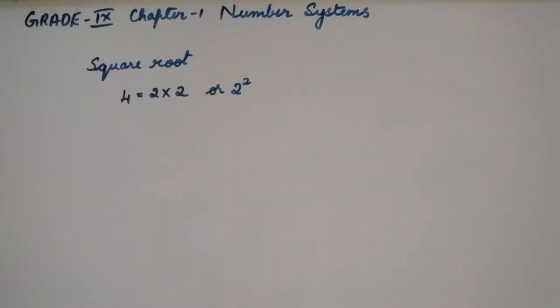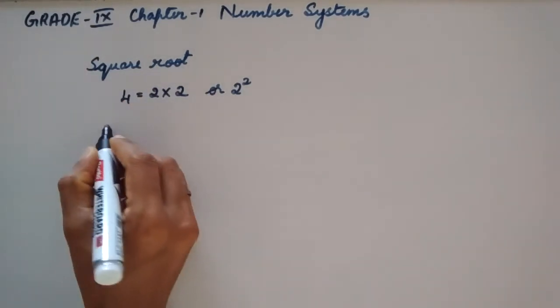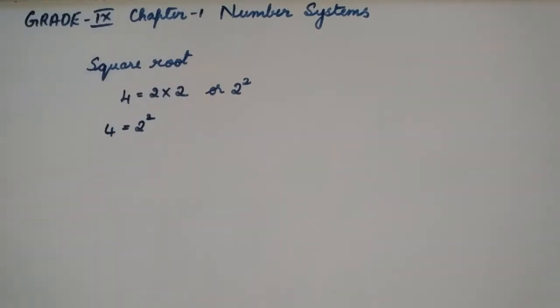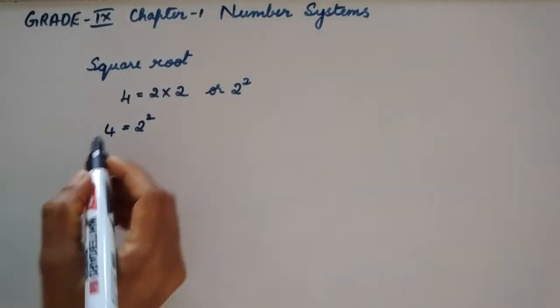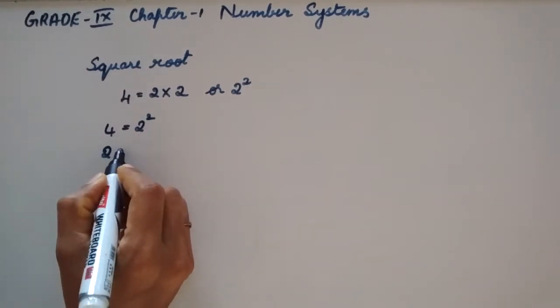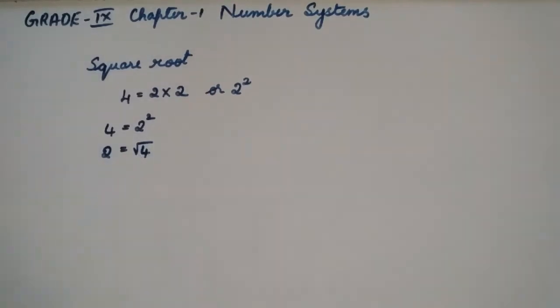Using words, we express this in two ways. We can say 4 is the square of 2, and then another way is, 2 is the square root of 4.